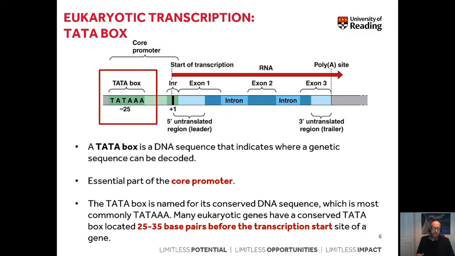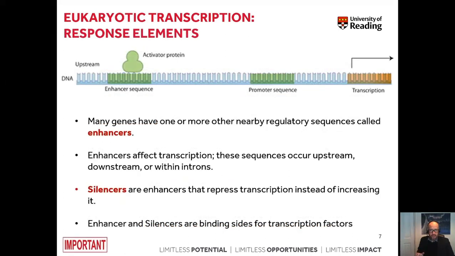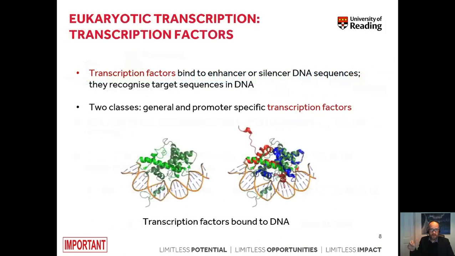Within each and every single promoter, you can find a structure called Tata box, and it is an essential part of the core promoter. The Tata box is named for its conserved DNA sequence, and this is the site where general transcription factors can bind. In addition to promoters and Tata box, many genes have one or more nearby regulatory sequences called enhancers or silencers. Enhancers are DNA sequences that influence transcription positively, silencers affect transcription negatively. And those structures act as binding sites for promoter-specific transcription factors.